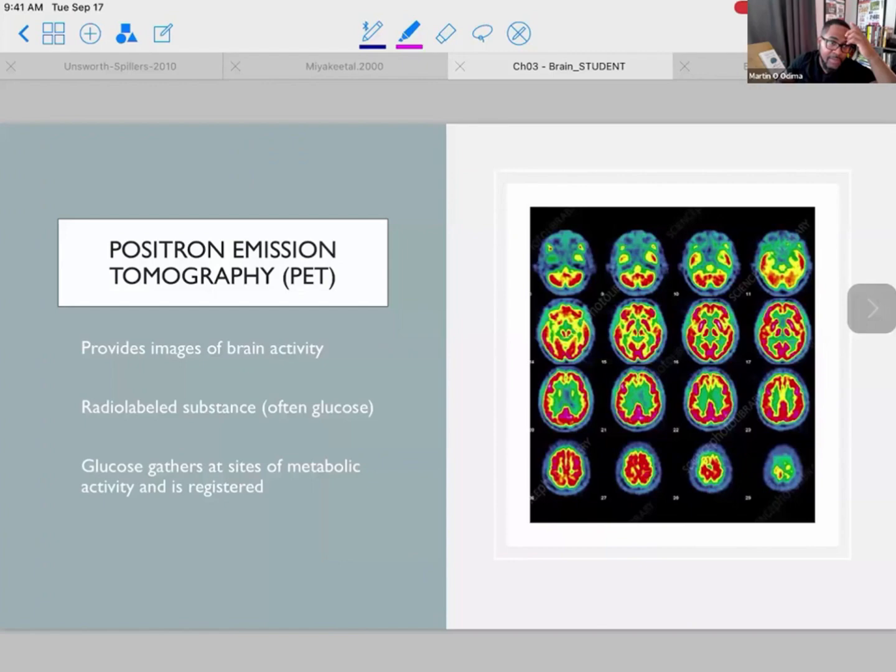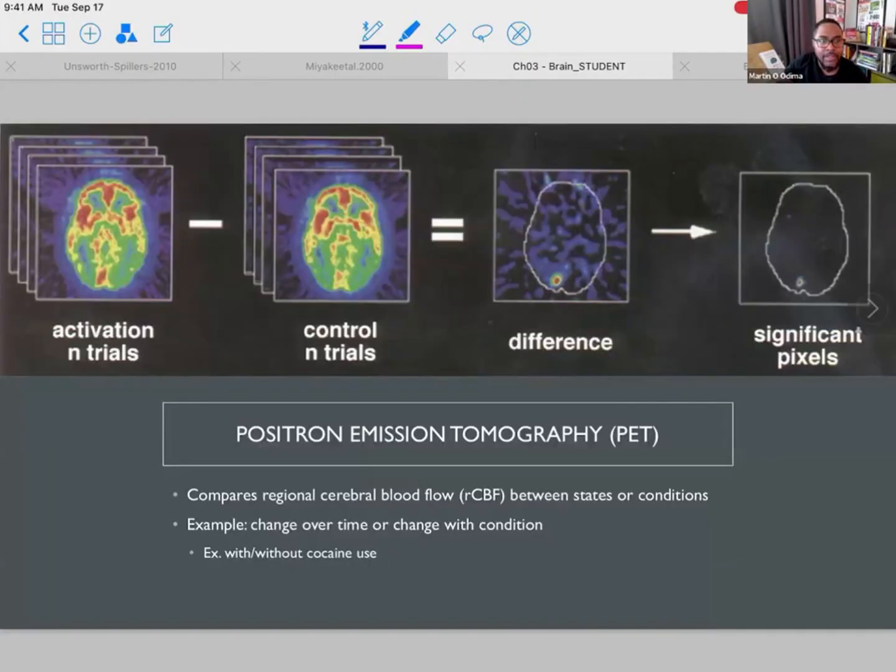The next one would be positron emission tomography, or PET scan, and this provides images of brain activity. It uses a radio-labeled substance, often glucose. The idea is that glucose will gather at sites with metabolic activity. The more activity in that part of the brain, the more glucose gathers there, and that's what it's able to measure. PET scans compare the regional blood flow between states or conditions, and we can look at changes over time with a certain condition. For example, an experiment can look at the influence of cocaine on brain activity and look at the differences.